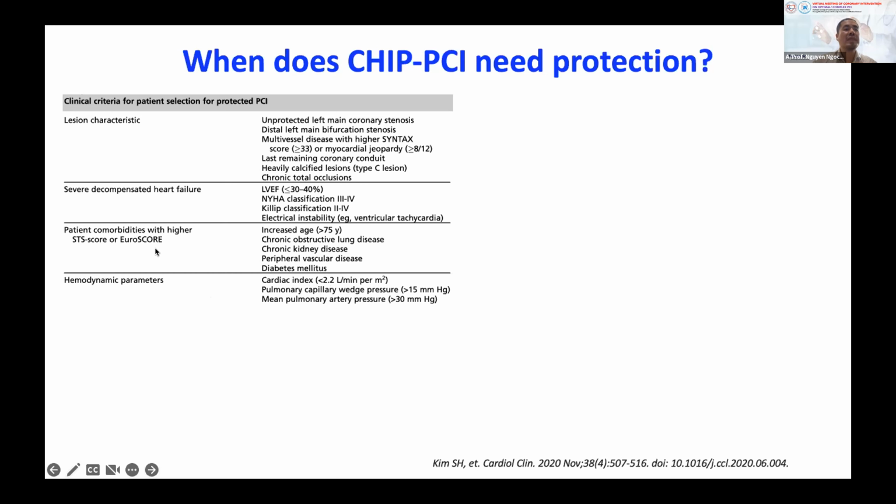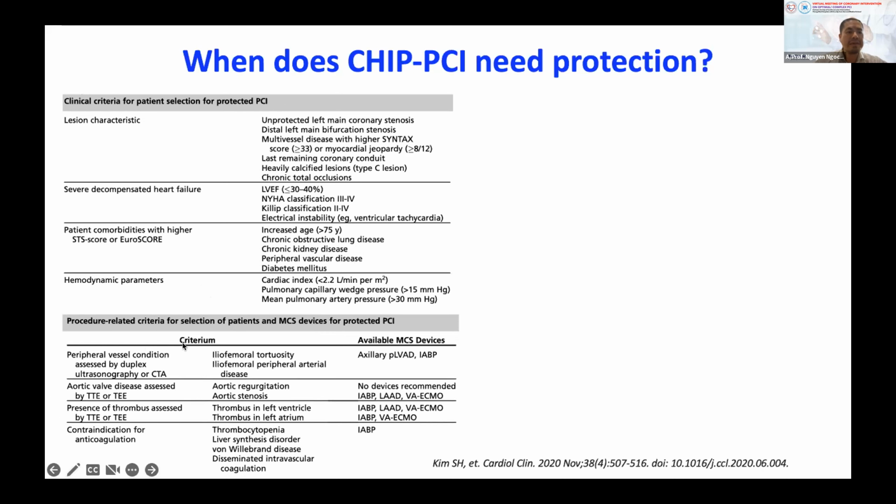And also for patients with comorbidity and a high STS score, for example, age more than 37, COPD, chronic kidney disease, and especially patients with PAD. Another thing is to think about the procedural criteria involved. For example, a patient with PAD, then you might think about the IABP. And if the PAD is not very severe, then we can think about ECMO.